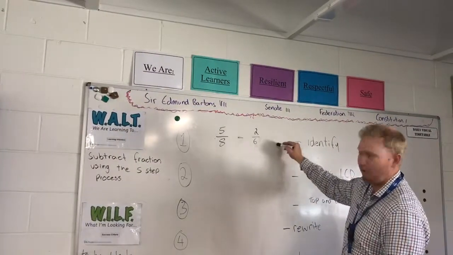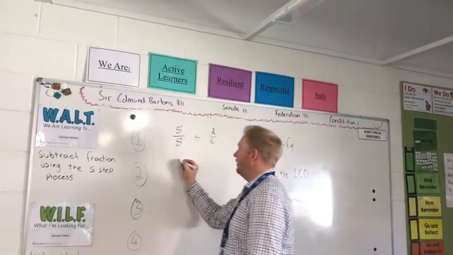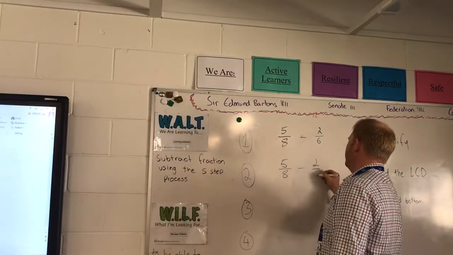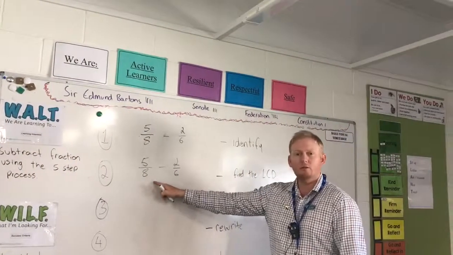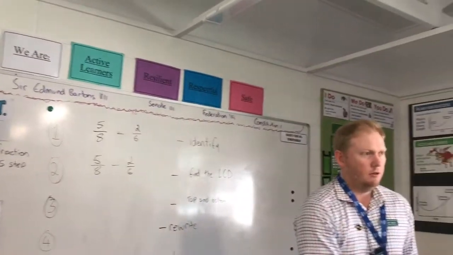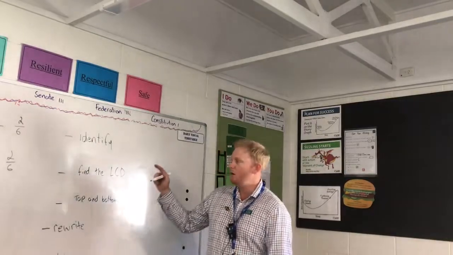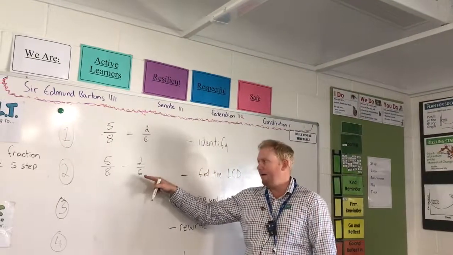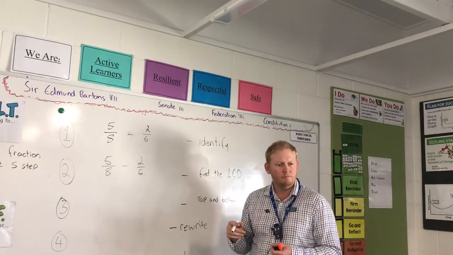No. So you identified that. Okay, well done. I need to find the lowest common denominator. So I write my second step down. 5/8 minus 2/6. Cool banana. What do I need to do now? I need to, Sophia, find the lowest common denominator. How do I find the lowest common denominator? We know our 8 times tables. And what do 8 and 6 go into evenly?